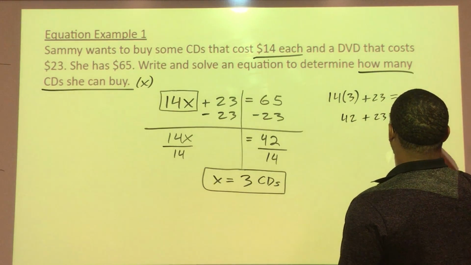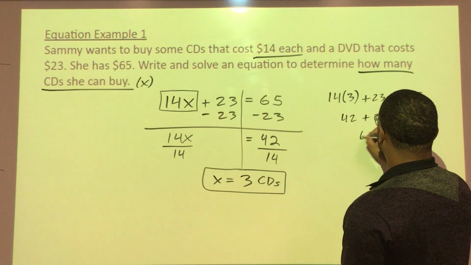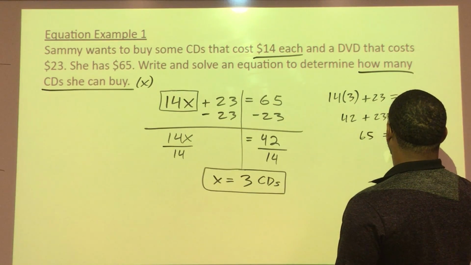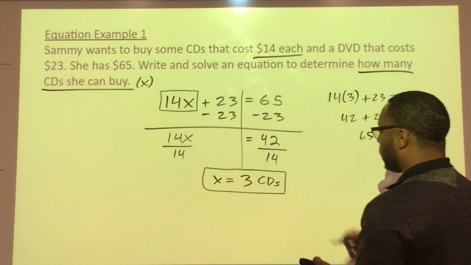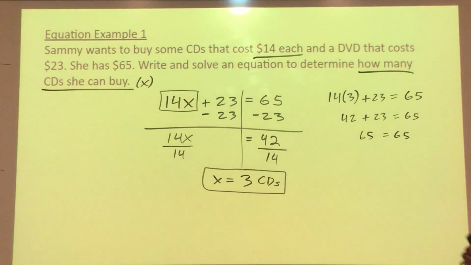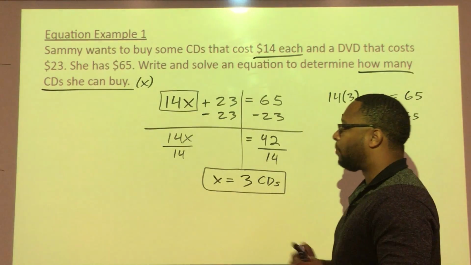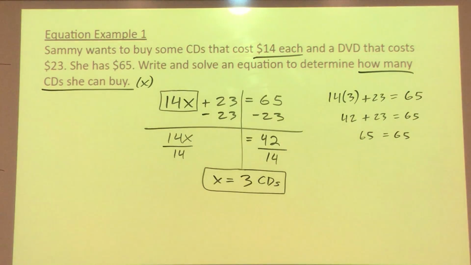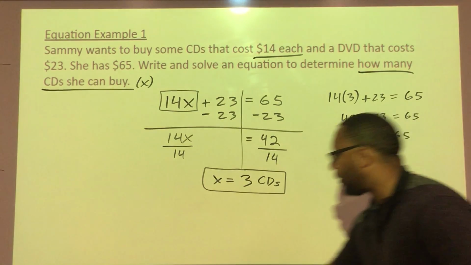And 42 plus 23 is 65. So 65 equals 65. So therefore, my solution of x equals 3 is correct. Anytime throughout this video, feel free to pause, replay as needed. But this is how we do these problems. So it's not that bad.